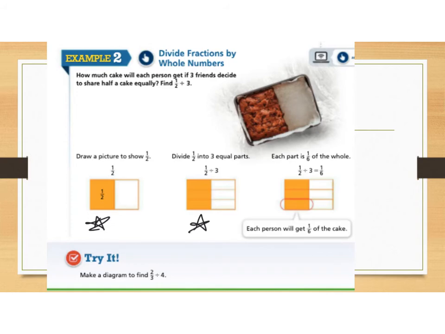So let's try and make a diagram for 2/3 divided by 4. If we had 2/3 and we divided it into 4 equal sections, each person would get 1/6.